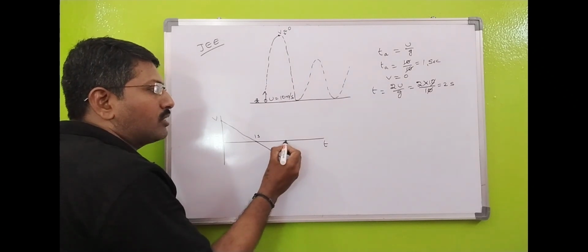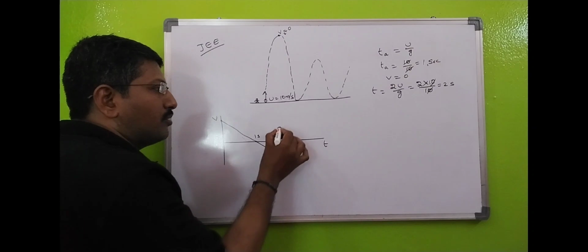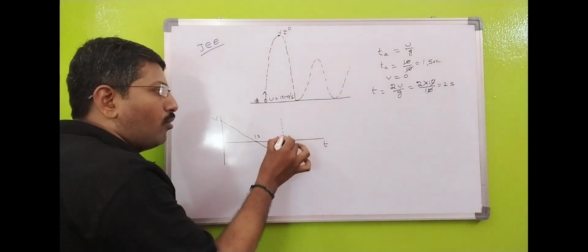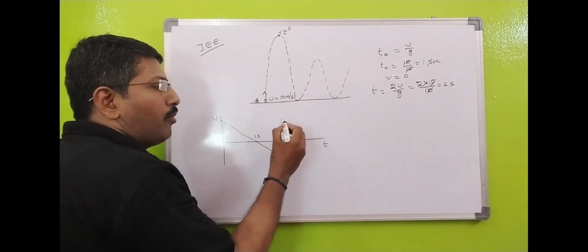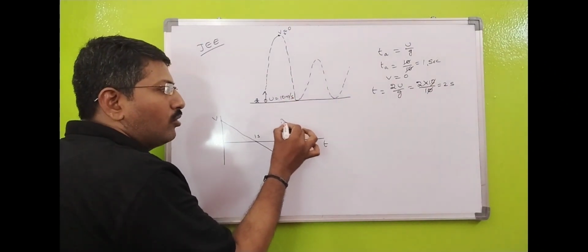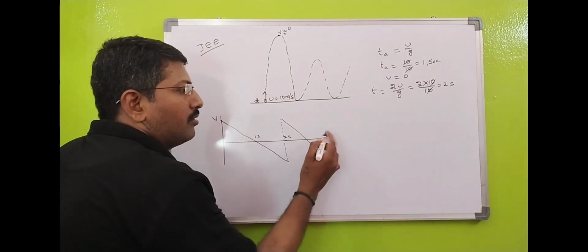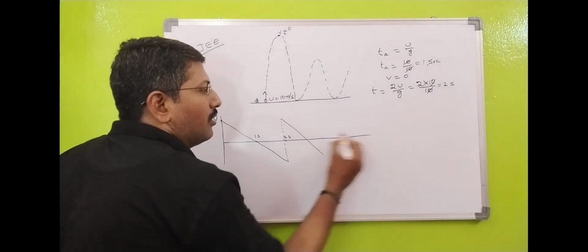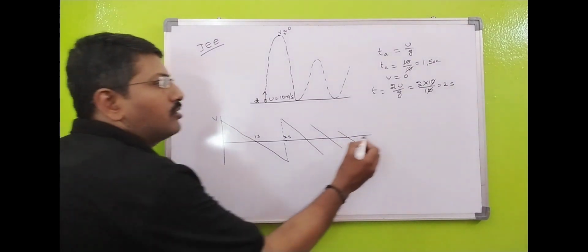Okay. Next, it rebounds. At t equals 2 seconds, it rebounds. Again, it continues the same path like this. If I draw, you will get it like this. So this is the nature of the graph. Same like this only.